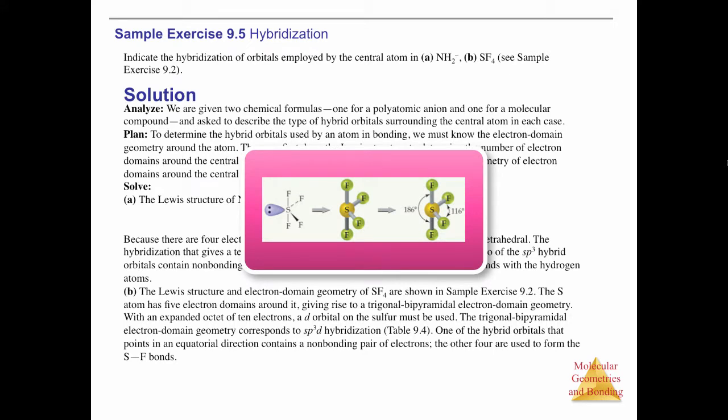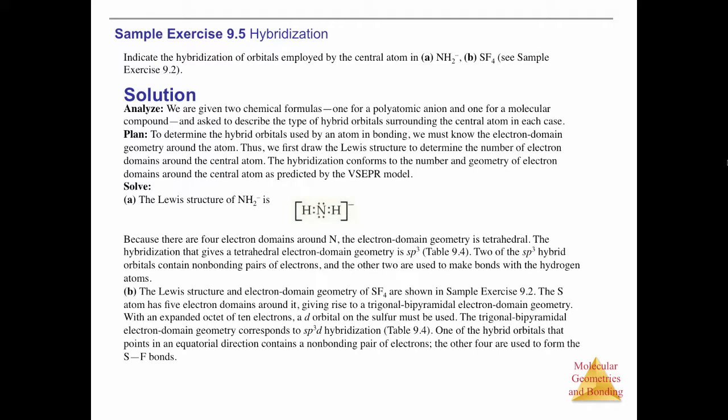The Lewis structure and electron domain geometry of SF4 have been shown in exercise 9.2. The sulfur atom has 5 electron domains around it, giving rise to a trigonal bipyramidal electron domain geometry with an expanded octet of 10 electrons. A d orbital on the sulfur must be used. The trigonal bipyramidal electron domain geometry corresponds to an sp3d hybridization. One of the hybrid orbitals that points in an equatorial direction contains a non-bonding pair of electrons. The other 4 are used to form the S-F bonds.